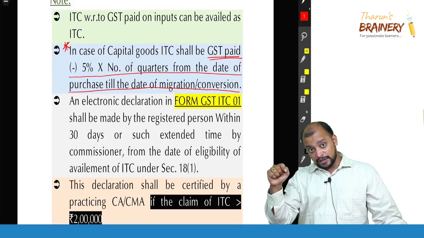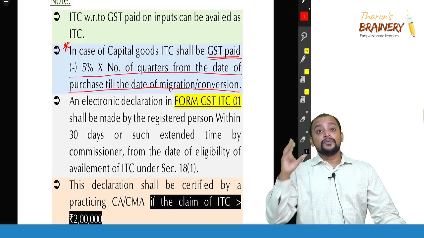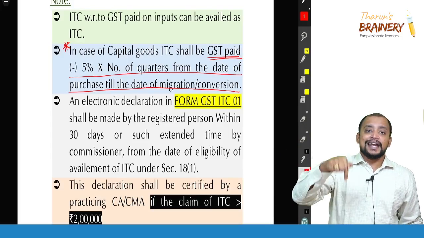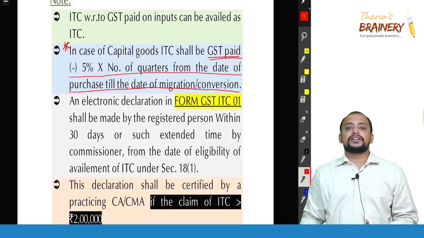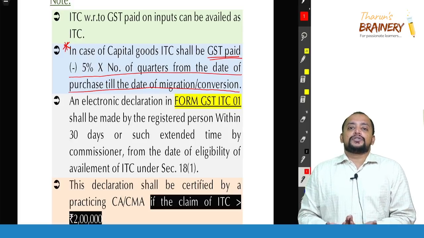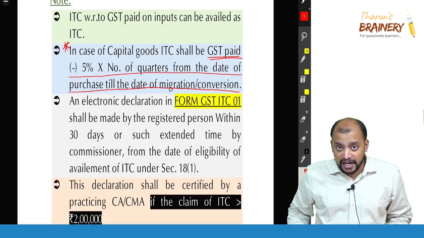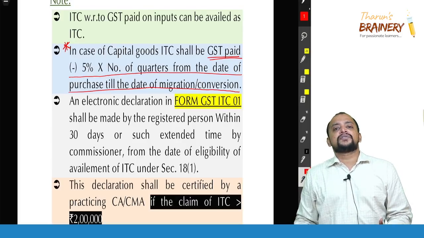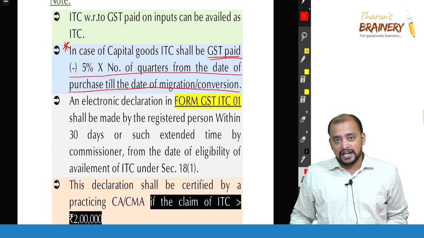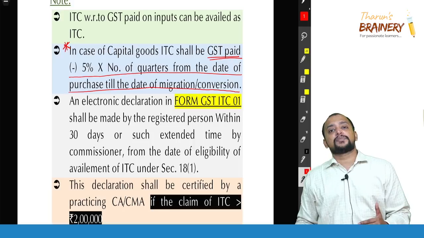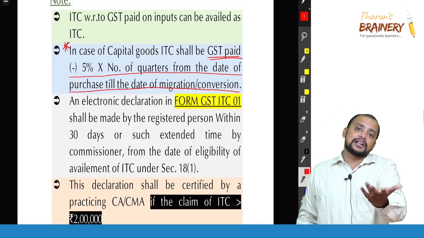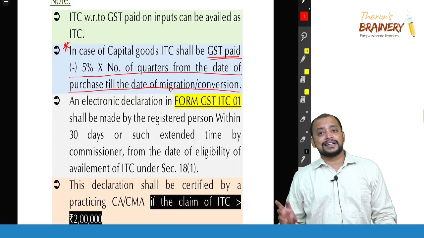And what is the time limit within which that form should be filed? Within 30 days from the relevant date. What is the relevant date? The date I get the registration certificate, within 30 days; or the date when I enter into the normal scheme, within 30 days; or the date when my exempted supply becomes taxable supply, 30 days from that, or such extended period.